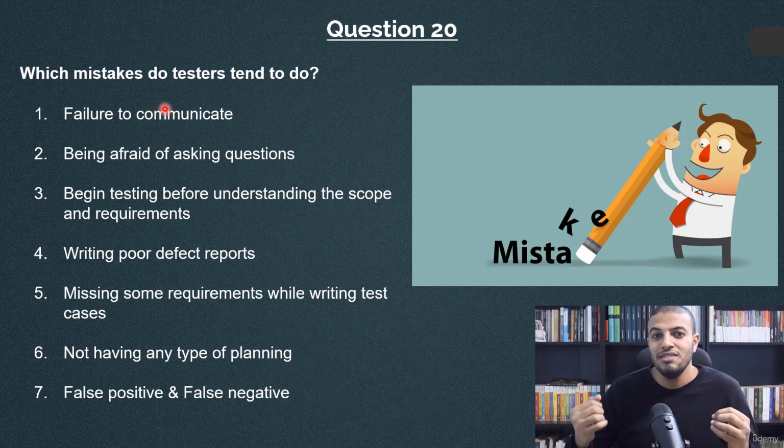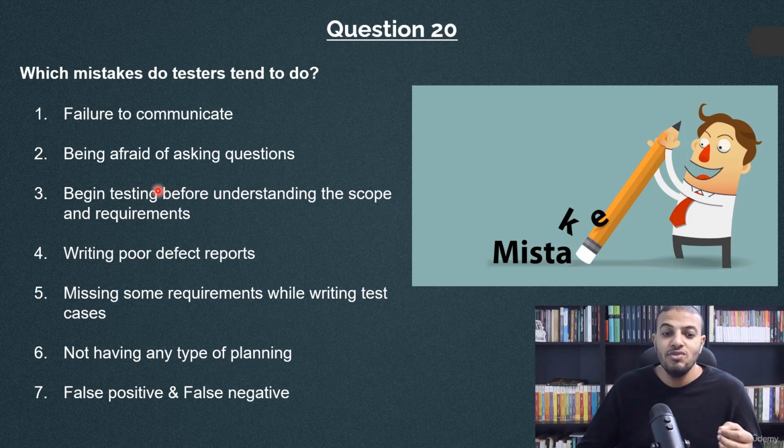A very important trait of the software tester is to have good communication skills. So if you are not good at communicating with the stakeholders, with developers, with the product owner, with any other team member, this is a very big problem. Also, being afraid of asking questions. An important thing in the tester is to always ask questions, okay? Why does this happen in this way? What is the expected behavior of this function? And so on. So if you are too afraid to ask questions and you are just making assumptions about how the software should work, this is not a good thing.